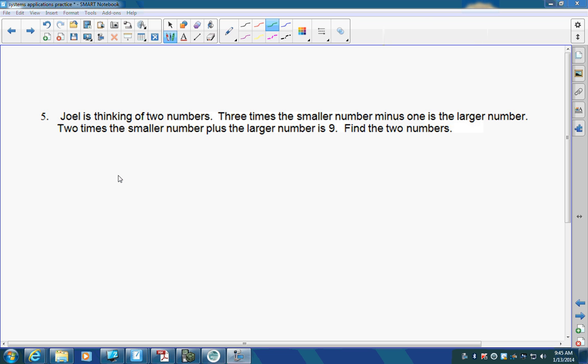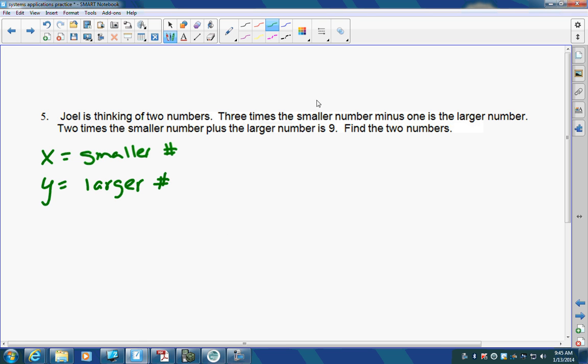So it says, Joel is thinking of two numbers. 3 times a smaller number. Okay, so it's got smaller and larger numbers. So I'm going to have x equals and y equals. All right. X, I'm going to make x be my smaller number and y be my larger. Now, listen, if you defined your variables opposite, if you made x your larger, then your equations, your letters will just be flipped from what I have.